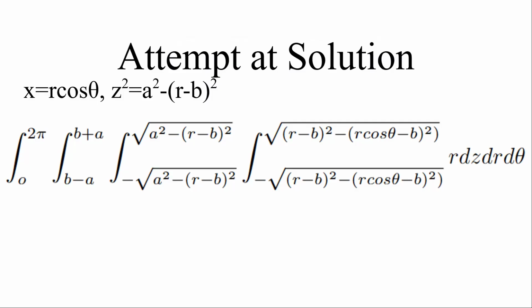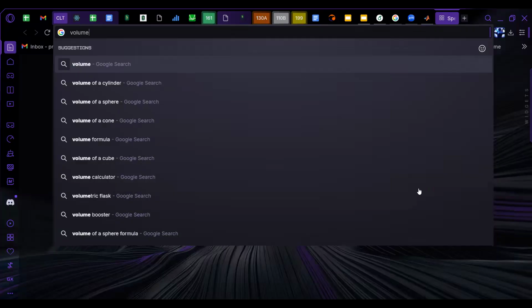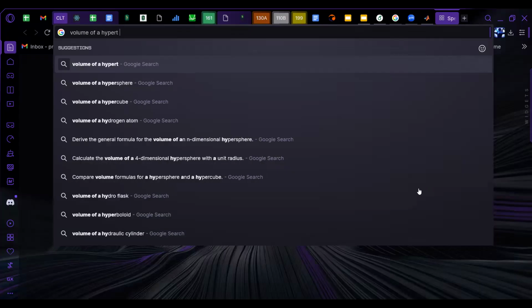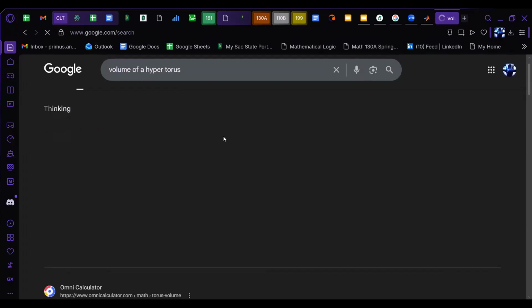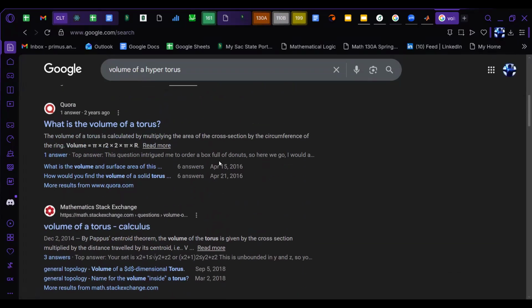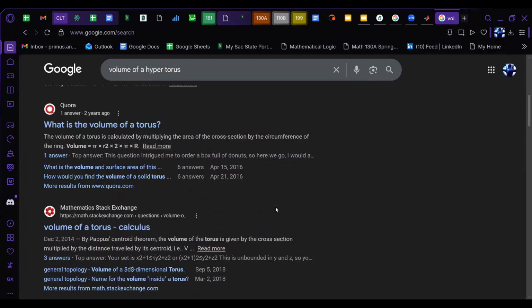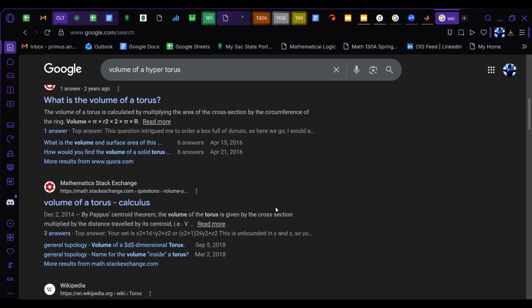For one, because you can actually Google the volume of the hypertorus, and it does pull up stuff. They're expressed in just terms of pi, r, and other stuff. So I would assume, based off of the fact that there is stuff out there on the internet.